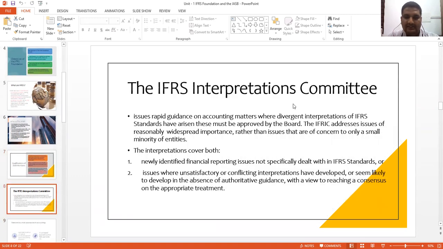The IFRS Interpretations Committee issues rapid guidance on accounting matters where divergent interpretations of IFRS standards have arisen. They must be approved by the board. The committee addresses issues of reasonably widespread importance rather than issues of concern to only a small minority of entities. These include newly identified financial reporting issues not specifically dealt with in IFRS standards, or issues where unsatisfactory or conflicting interpretations have developed or seem likely to develop in the absence of authoritative guidance, with a view to reaching consensus on the appropriate treatment.